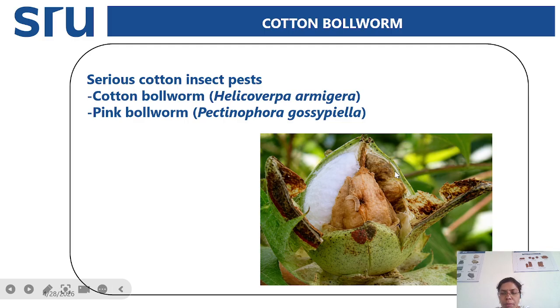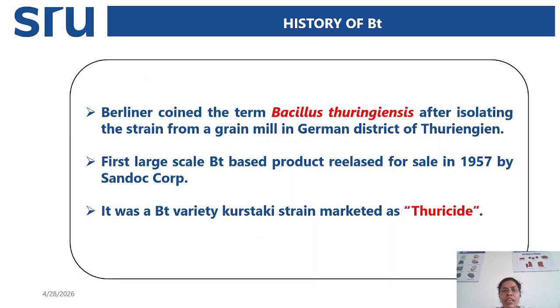If they attack the boll, the entire lint will be damaged. Here you can see the adult and larva. After entering the boll, it will eat completely, and you can observe discoloration of the lint. Because of this, the quality and yield will be directly lost because of these bollworms, the cotton bollworm and pink bollworm. To control that, BT cotton was introduced.